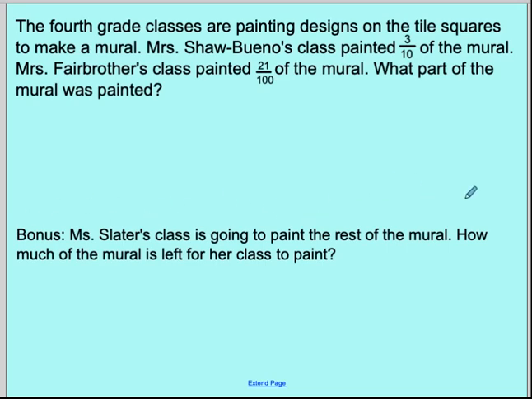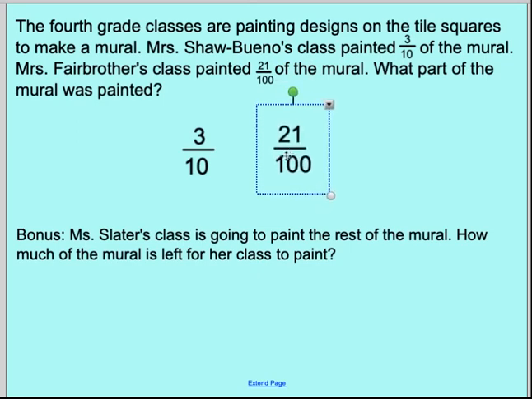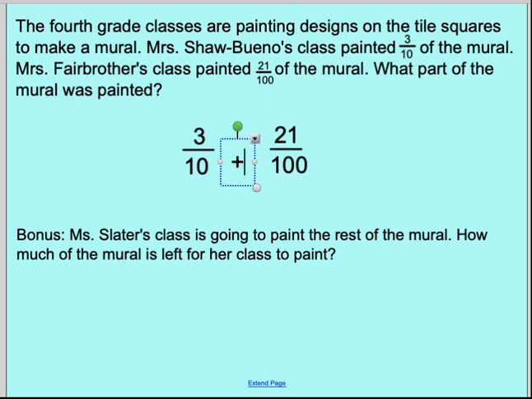I don't think I'm going to do this one with you today, just for you. All right, so we're trying to figure out, if Mrs. Shaw Bueno's class painted 3 tenths of the mural and Mrs. Fairbrother's class painted 21 hundredths of the mural, how much of the mural is painted. Okay, so this is where it gets tricky, you guys, because we've got 3 tenths and 21 hundredths, but one is broken into 10 parts and one is broken into 100 parts. So we can't quite add them together yet until we figure out how to break them into equal parts, right? So let's think about this.